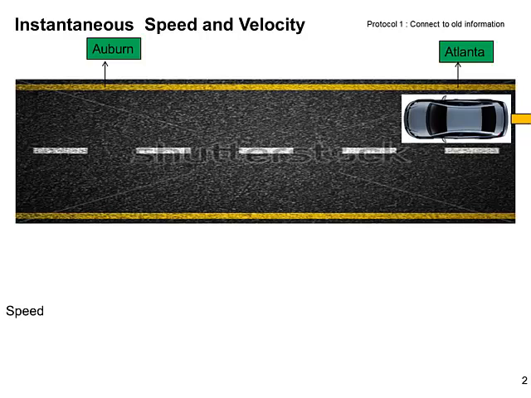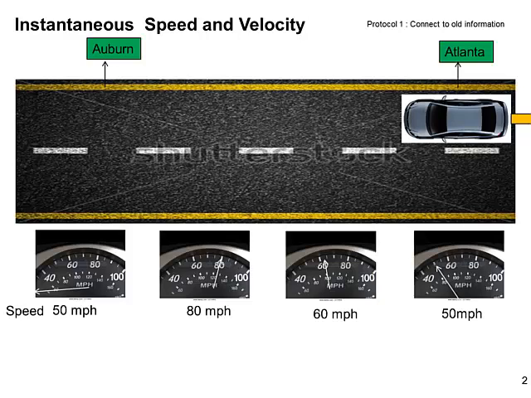Assuming that the expressway is a straight road and you are driving towards Atlanta, which can be specified in the i direction in the Cartesian coordinate system, then the instantaneous velocities can be expressed as 50 miles per hour, 80 miles per hour, 60 miles per hour, and so on.